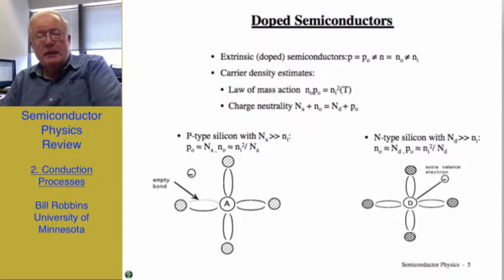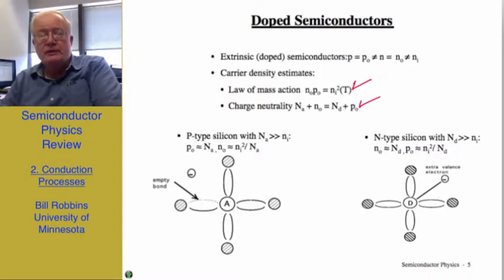So the question then comes, how do we estimate what the carrier densities are if we know the doping densities? There are two equations that describe this. The so-called law of mass action, which says that the product n0 times p0 is always equal to n_i squared, and secondly, charge neutrality. The total positive charge per unit volume must equal the total negative charge per unit volume. When we put in impurities, we contribute to the net positive or negative charge per unit volume.